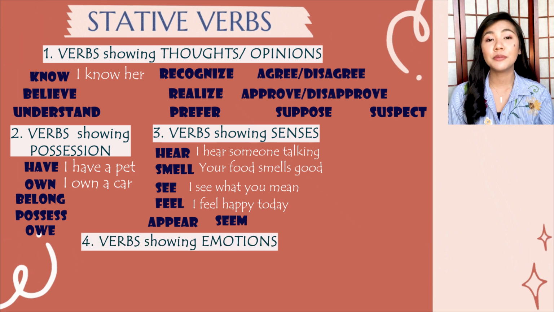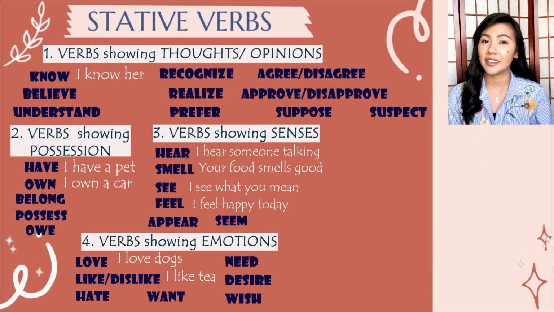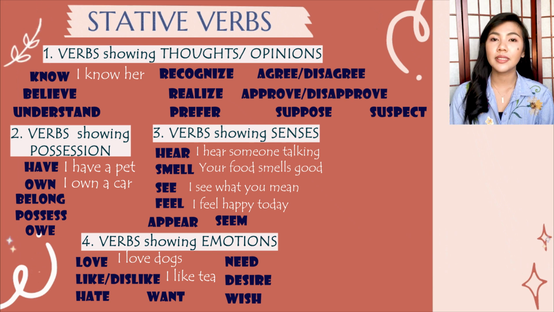Number 4, verbs showing emotions, like love. For example, I love dogs. We can also use like or dislike. I like tea. And other verbs like hate, want, need, desire, and wish.